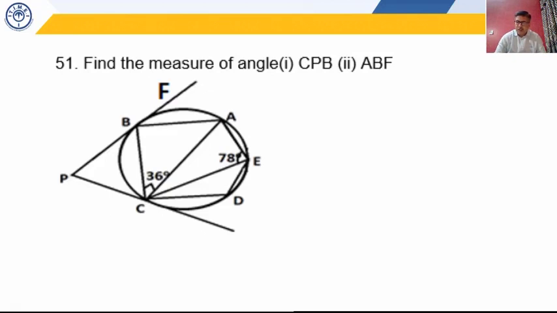In this question, we need to find out the measure of angle CPB and ABF. CPB and ABF. We want this angle, right? This angle, and ABF is this angle. They are the unknown. The first thing that is evident from this figure, we know that opposite angles are supplementary in a cyclic quadrilateral. ABCE is a cyclic quadrilateral. See, this angle is 78. So this angle must be 102. Right? 78 plus 102 is 180.